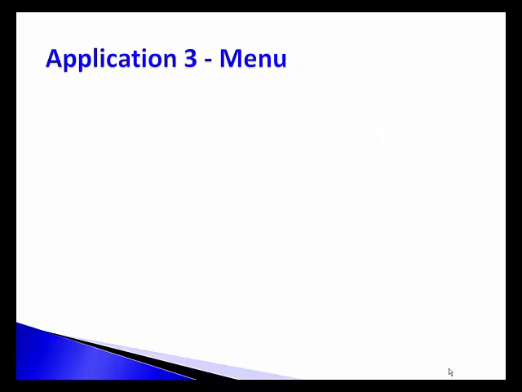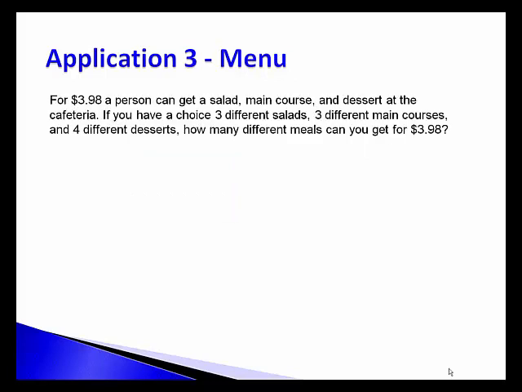Let's look at another problem. This time we'll be examining a menu. For $3.98, a person can get a salad, a main course, and dessert at the cafeteria. If you have a choice of 3 different salads, 3 different main courses, and 4 different desserts, how many different meals can you get for $3.98? This is just like building the car problem. How many choices are there for the first thing? 3 salads. For the second thing, 3 different main courses. And for the third thing, 4 different desserts. 3 times 3 times 4. So a total of 36 different meals that can be built using only the fundamental counting principle.